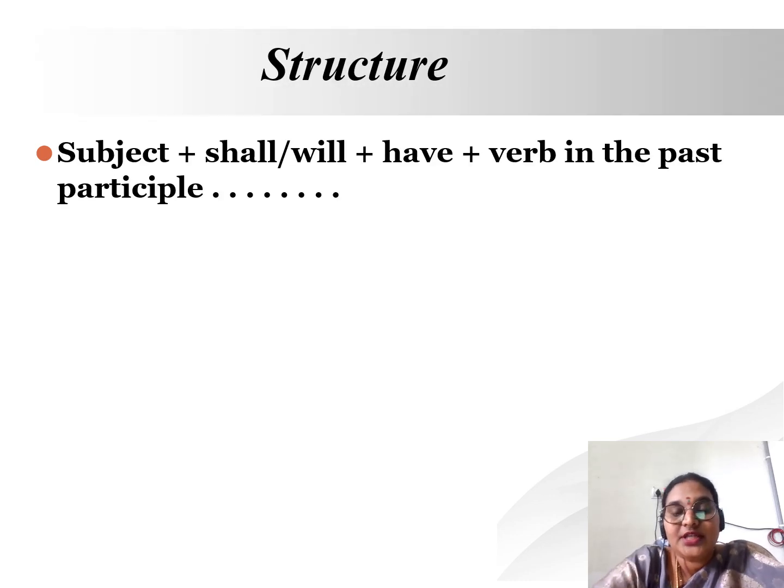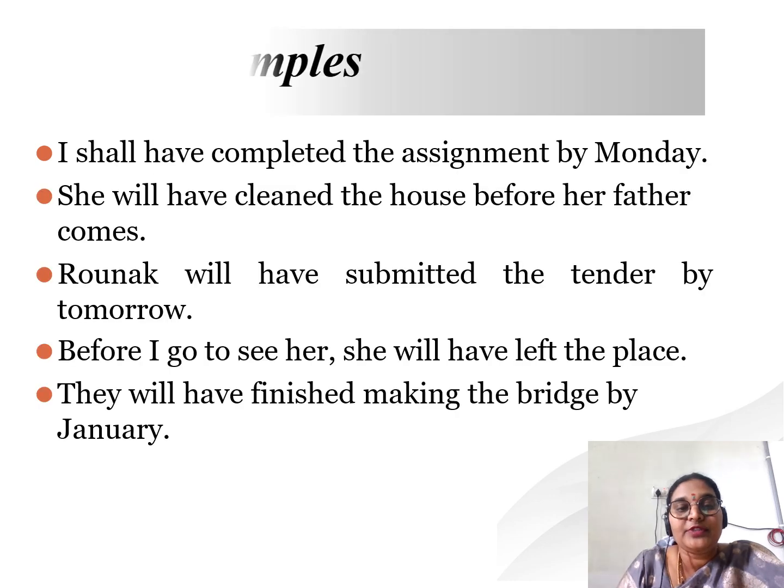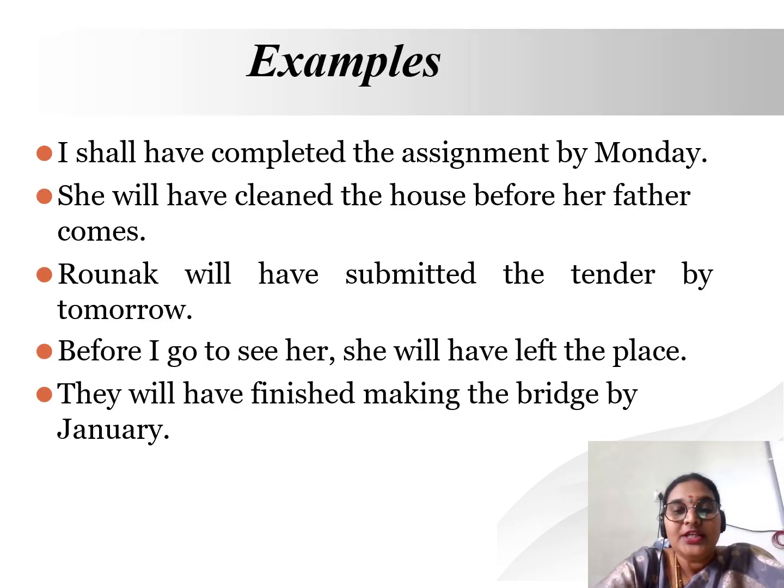So the sentence structure of this tense form is subject plus shall or will plus have plus verb in the past participle. For example, I shall have completed the assignment by Monday. That means in the future, by a particular point of time, the action will be done. If you are sure about that, you can use this tense form to express that context. So Raunak will have submitted the tender by tomorrow.